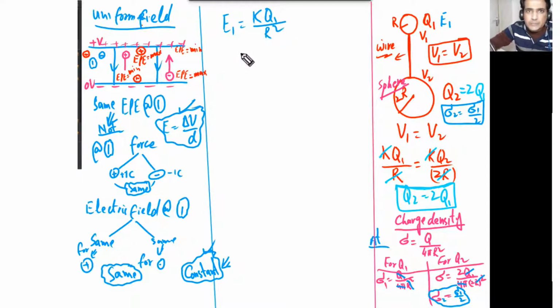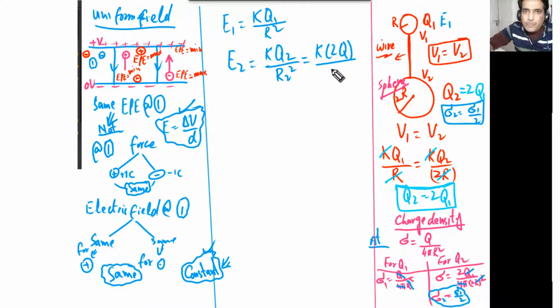So this is the electric field E1. And for the second sphere, the electric field will be K Q2 over R2 square. So we will simply say this is K times 2Q over R2 R square. Now, if you look at this and the charge density, everything is the same actually. So it means this electric field will be double this electric field.